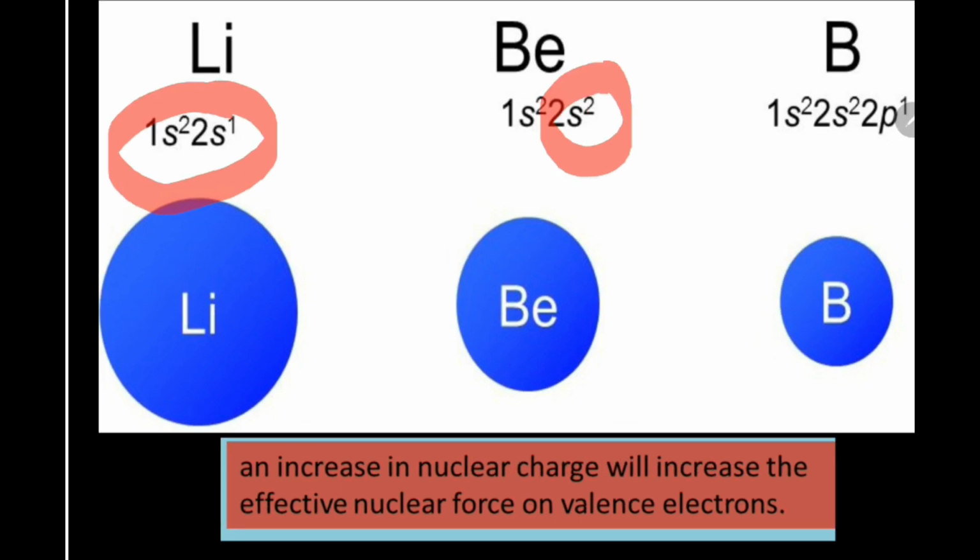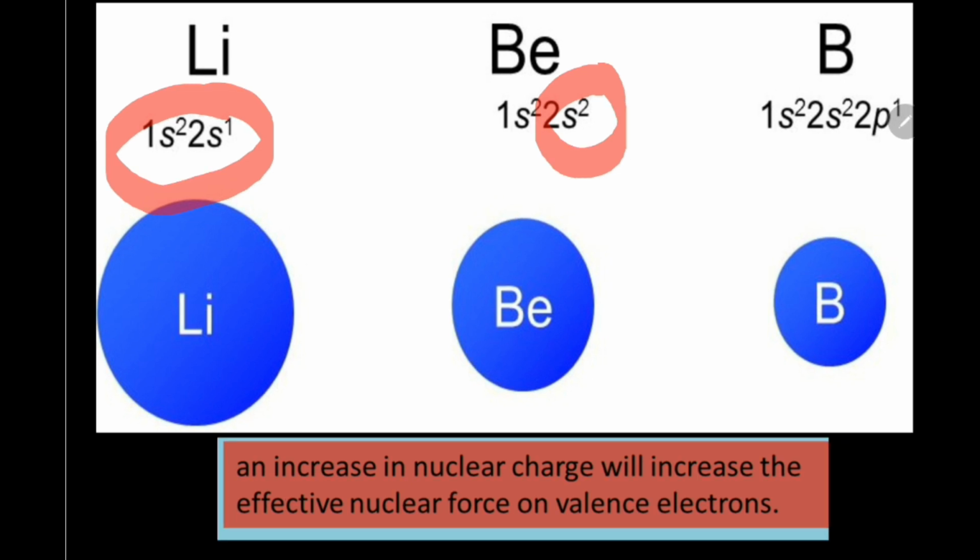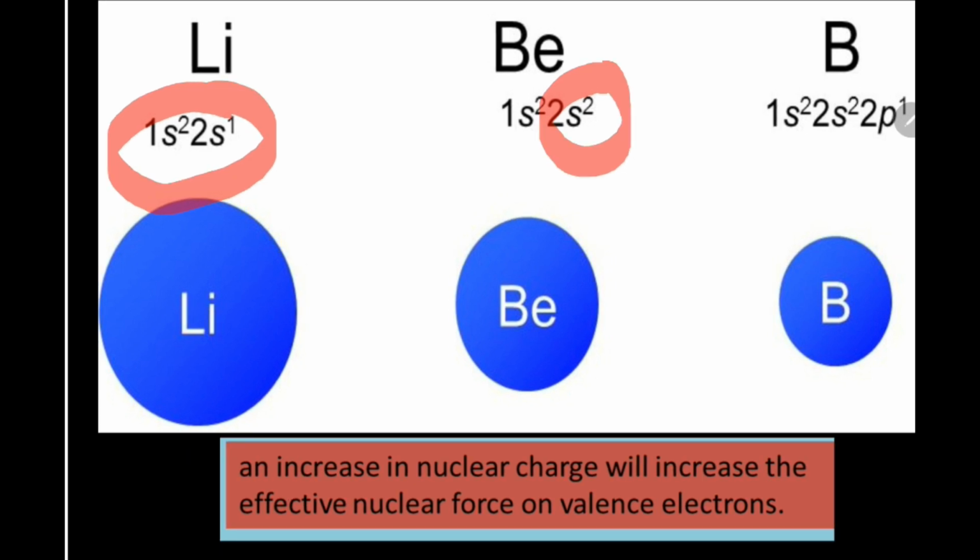Since the electrons are added to the same shell, the attractive force is maximum in these elements. Therefore, as the number of protons increases, the effective nuclear charge increases, and this effective nuclear force will hold the valence electron with a closer attractive force, binding them together and shrinking the size of the atom.